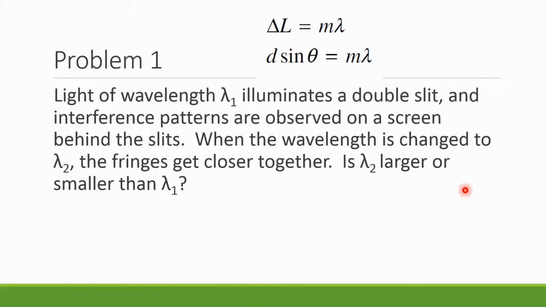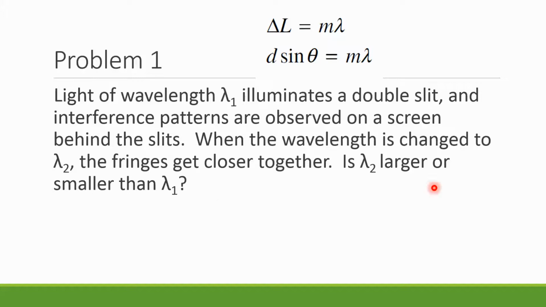So let's look at these equations and see what information we could get from them. Let's say we have a light of wavelength lambda 1. It's going through a double slit, and the interference patterns are observed on a screen. When the wavelength is changed to lambda 2, the fringes get closer together. So is lambda 2 going to be larger or smaller than lambda 1?